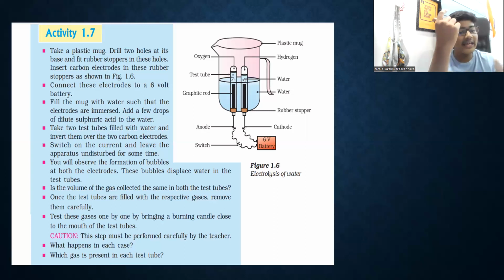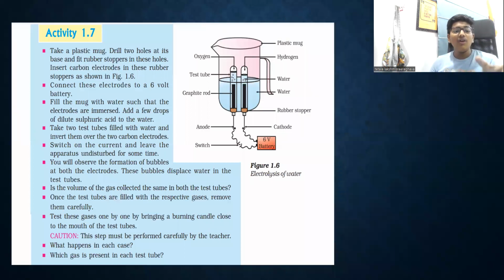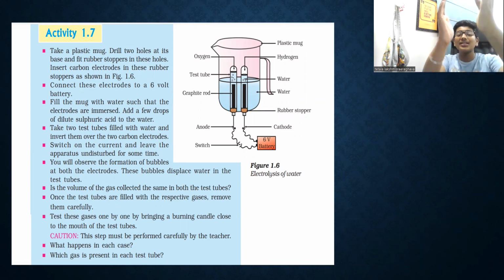Then we have a few questions. We have to answer this. Before that, I'll tell you what is the advantage of dilute sulfuric acid in this electrolysis. The use of dilute sulfuric acid is to increase the ionization. Now let us answer this question. You have to write this as an experiment, and if the board's exam asks, you're probably not going to write these questions.